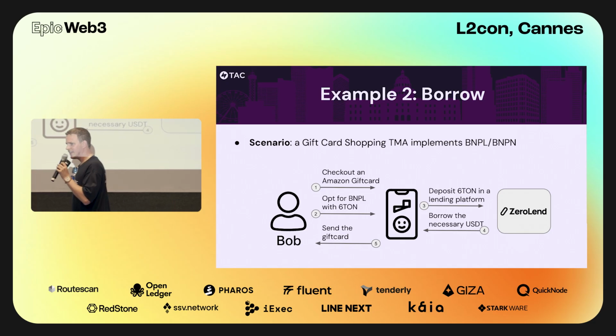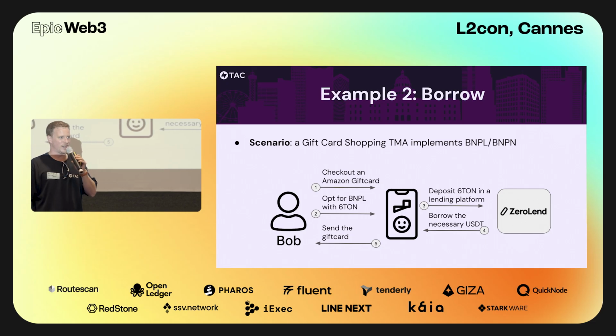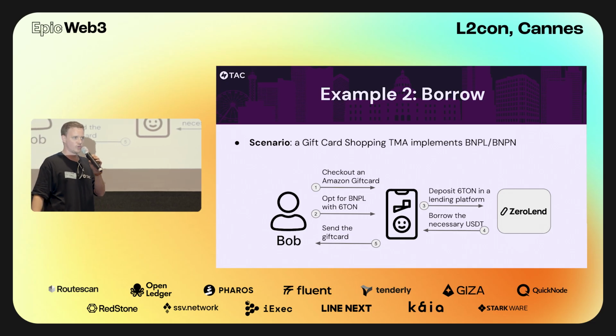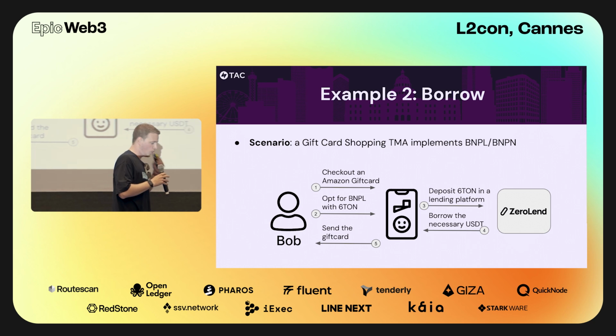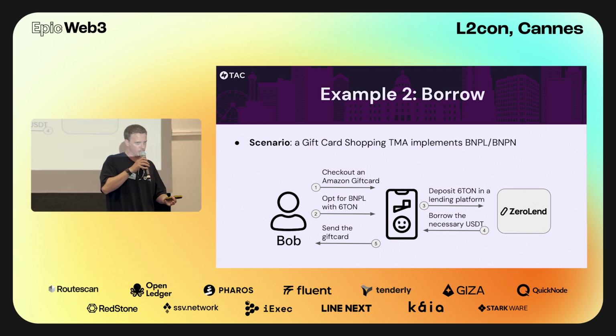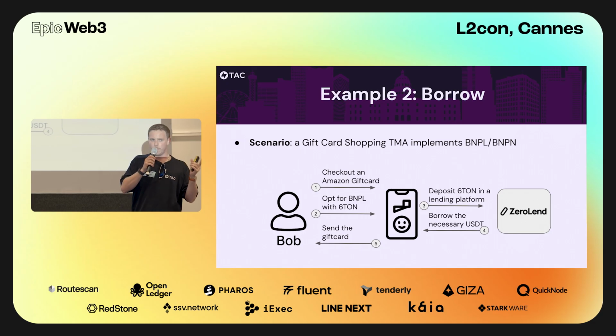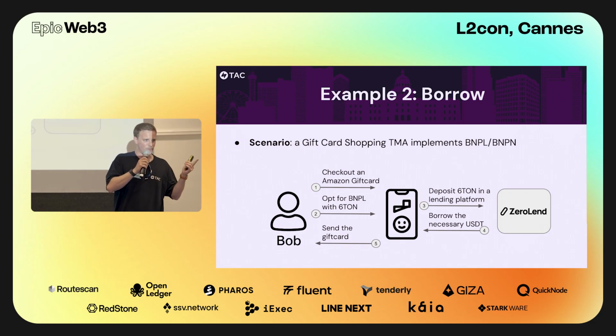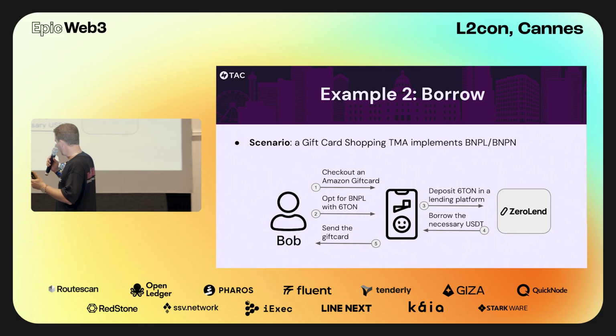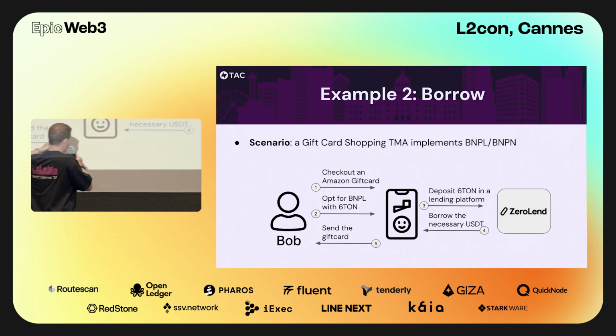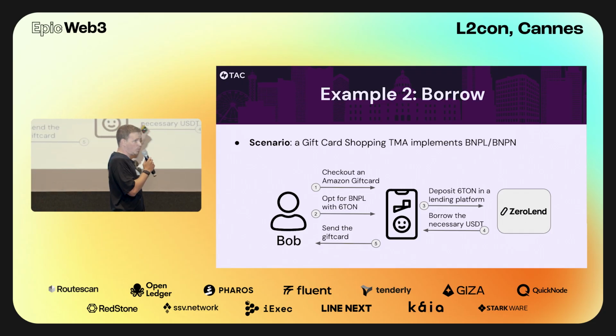Now, let's say that we have a bullish user, a user that is bullish on TON, that does not want to get rid of TON. He can use the same concept of crypto lending and borrowing, by opting for a buy now, pay later, or maybe buy now, pay never, we'll see how, with the 6 TON that he has. So these 6 TON get deposited into a lending platform.